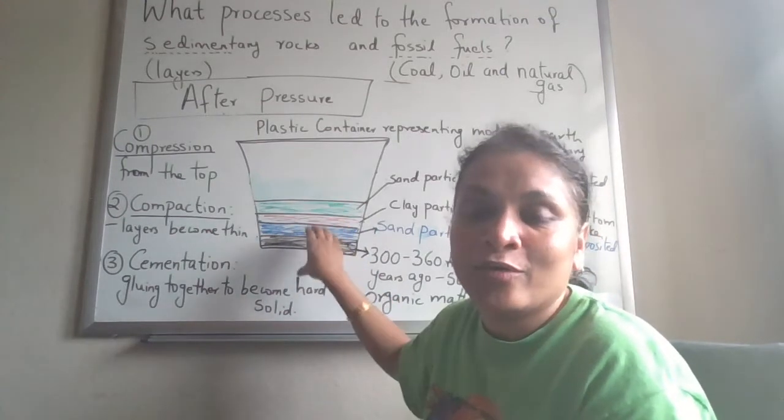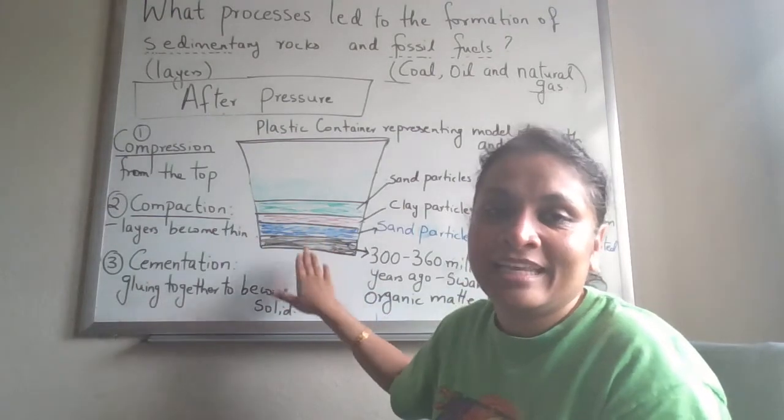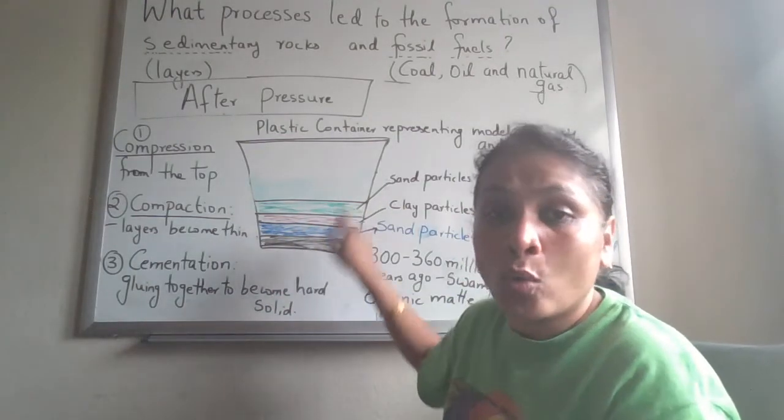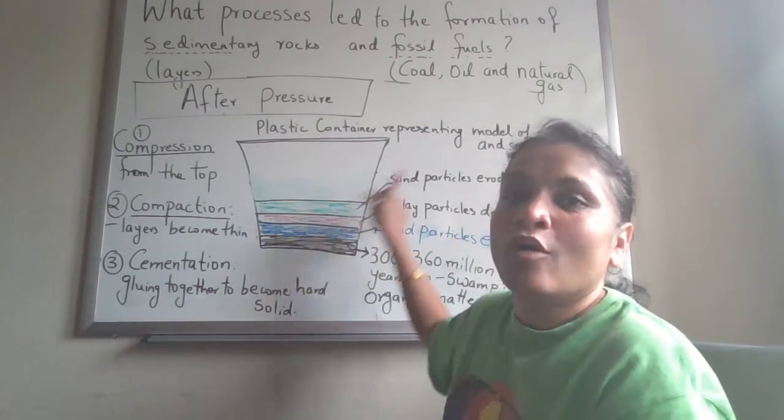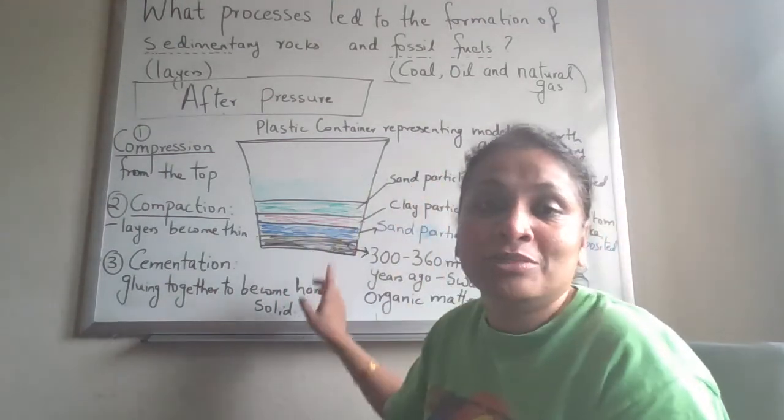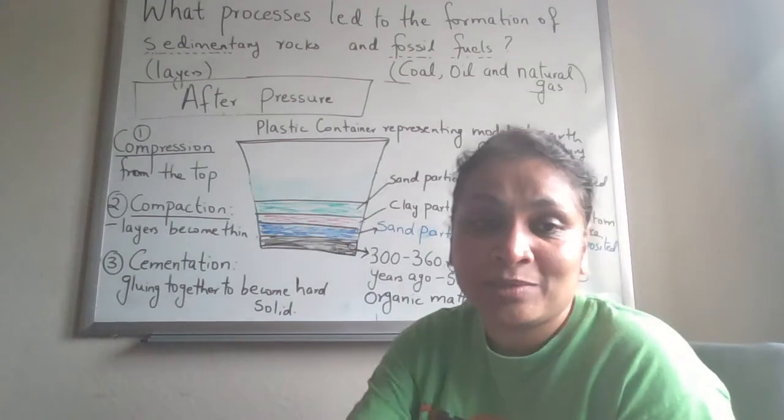Okay, so this is how these three processes lead to the formation of coal due to plant organic matter, and oil and natural gas due to marine microscopic animals.